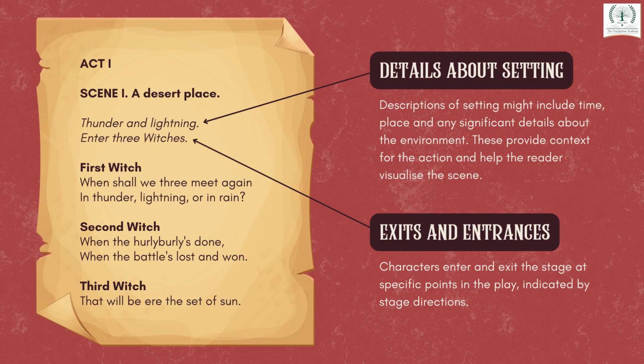Details about setting. Descriptions of setting might include time, place, and any significant details about the environment. These provide context for the action and help the reader visualize the scene. Exits and entrances. Characters enter and exit the stage at specific points in the play, indicated by stage directions.